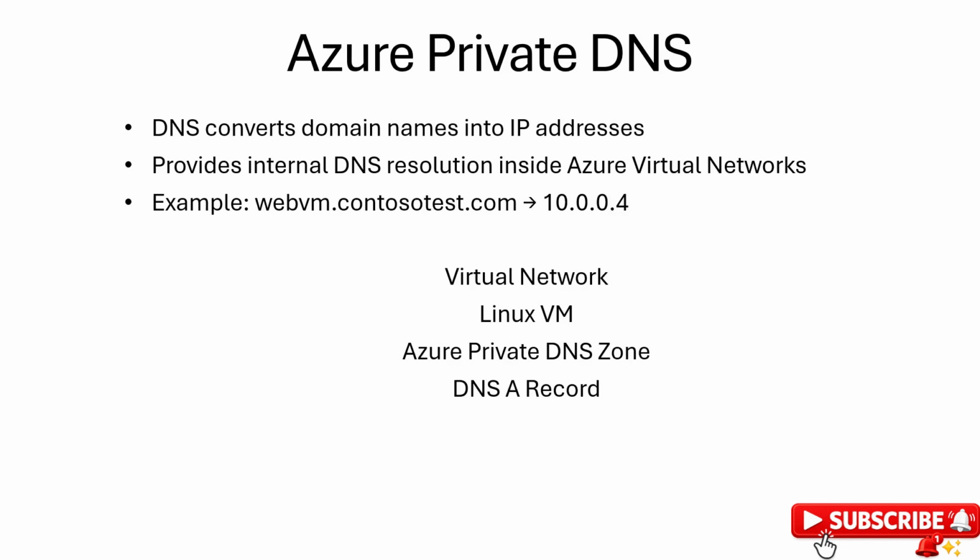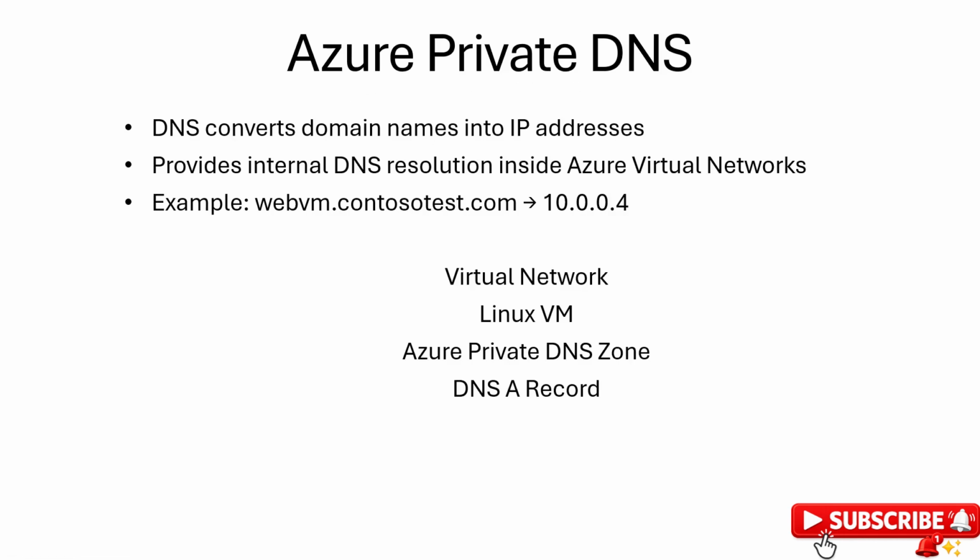Something like, say, you have webvm.contosotest.com, and we use private DNS, which will resolve to its IP address. But this domain name should work only inside your Azure network, not on the public internet. And this is exactly where we use Azure Private DNS.